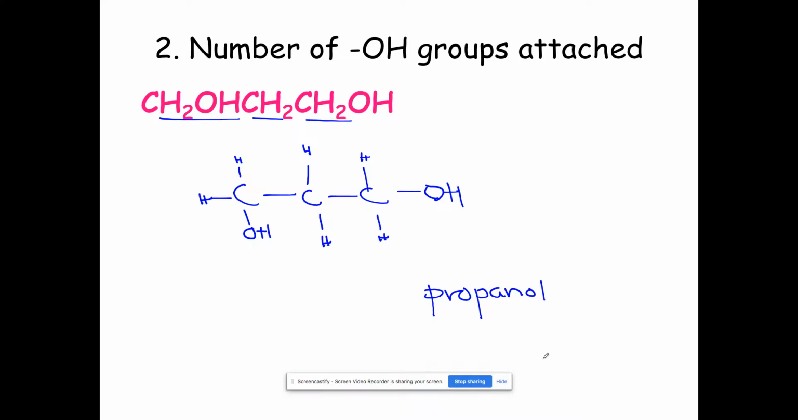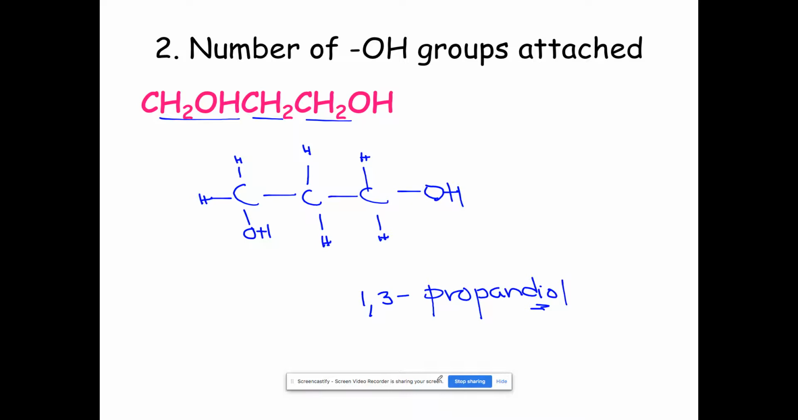So now let's find the locations. Oh, wait a second. We've got 2 alcohols. So we're going to actually change our name, not a propanol, but a propanediol, as opposed to a dipropanol. It's called propanediol. Now, where are they located? The first and the third. Or is it the first and the third? Guess what? Doesn't matter. If there are 2, location.